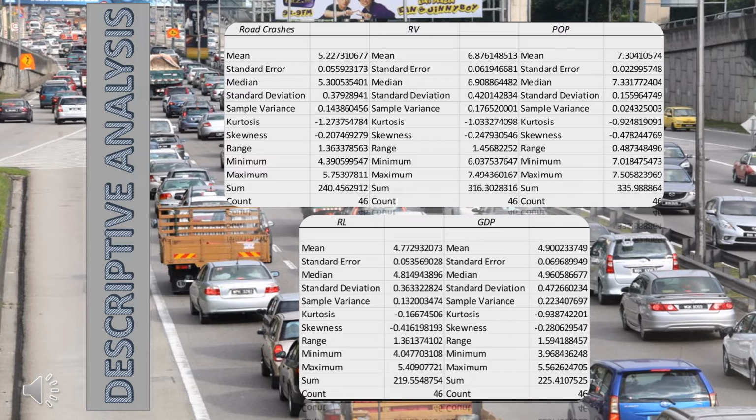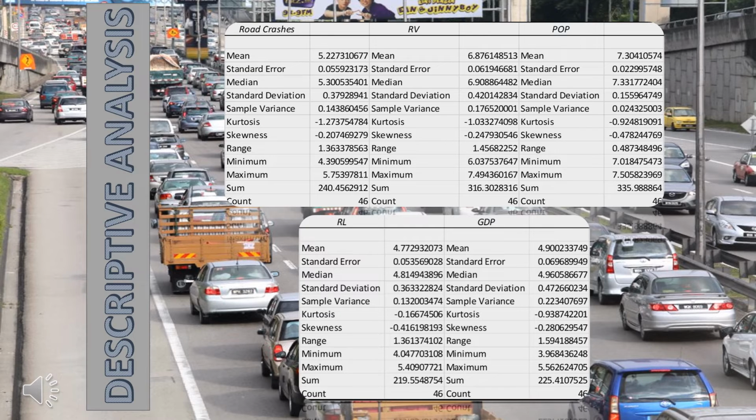Okay, minimum and maximum. The minimum and maximum values in my data set can help show where the data fall. For example, the RC road crash data fall between 3.49 and 5.74, while the RV data fall between 6.04 and 7.5. Additionally, these values can help identify outliers. Frequently, data entry errors create values that fall outside the range of valid data.